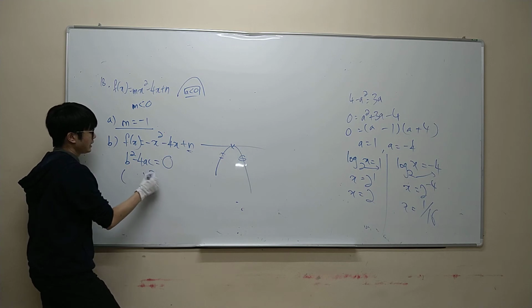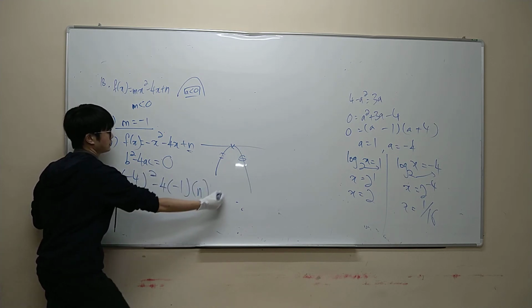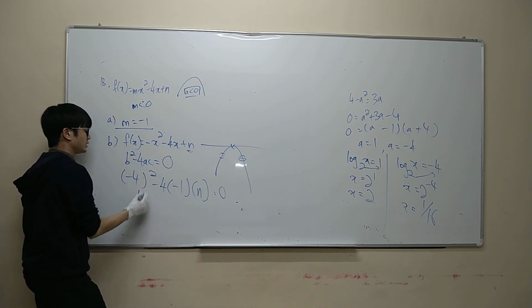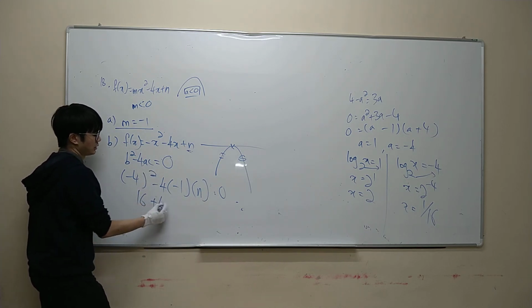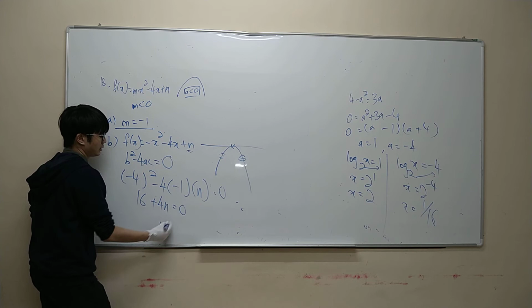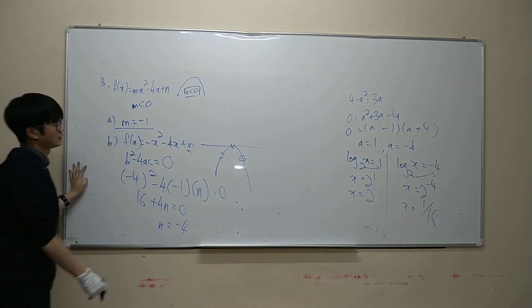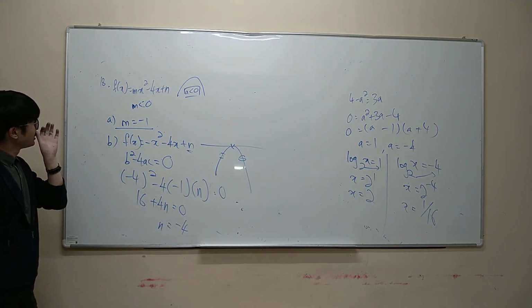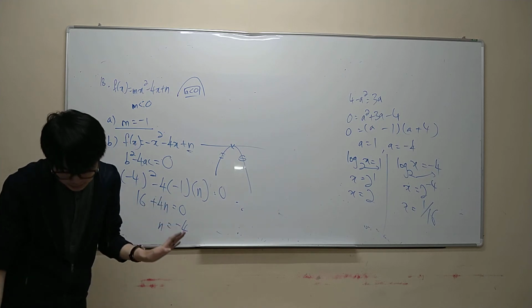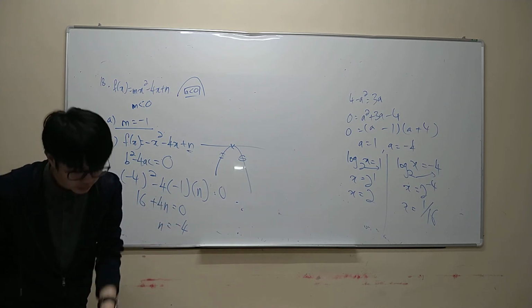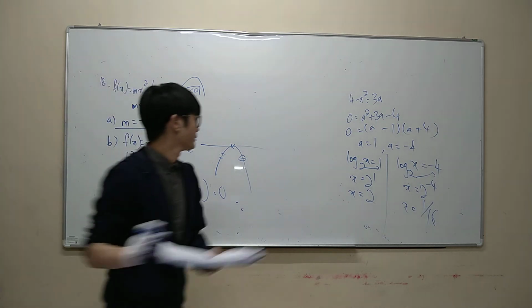Okay, so b is negative 4 squared, and the a is negative 1, the c is n, equals 0. Negative 4 squared is 16, minus, plus 4n equals 0. n equals negative 4. Right? So that's the answer. Okay, jap. Dia nak cari apa? n. Sudah siap? That's all.